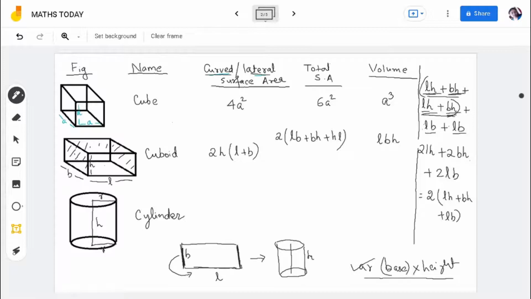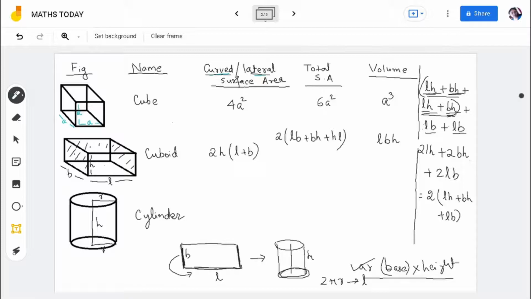Now let's come back again to this. This B has become H for the cylinder when we have rotated this along the breadth. The breadth has become the height, and this length gets circular in shape and becomes the circumference of the circle. So I can write 2 pi r instead of L, because L gets converted into the circumference of the circle. Okay, now let's come to the curved surface area.